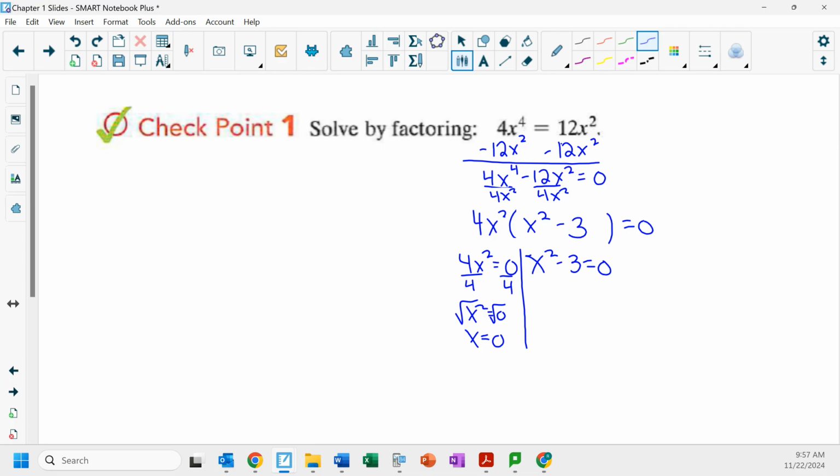And then for our second one, we're going to add 3. And then take the square root of 3. There's no perfect square that divides into 3, so we're just writing it as plus or minus root 3. And so we would get negative root 3 as one solution, 0 as another solution, and positive root 3 as a third.